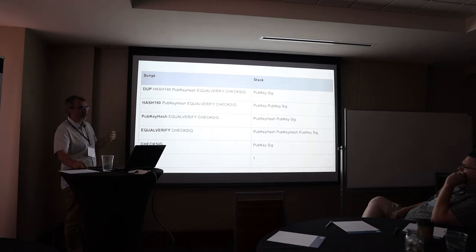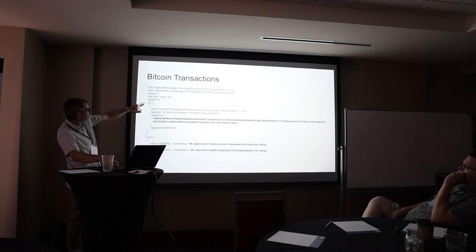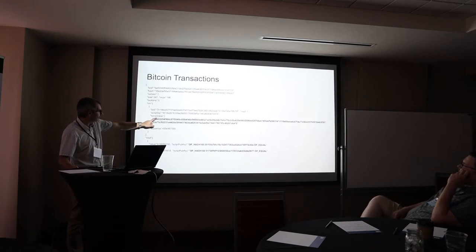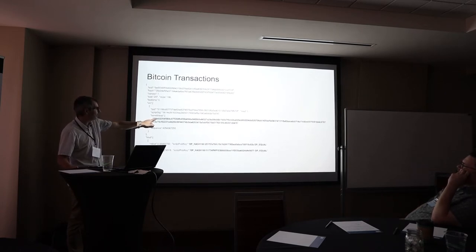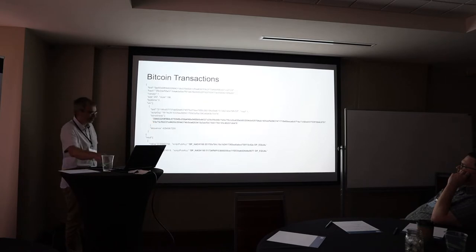You can have much more complex scripts. I think I have an example here. That's an actual Bitcoin transaction, and you can see this is a signature in its format, 30 and a size, and 02 and a size, and that's a pub key. So when you're used to how signatures and pub keys work in Bitcoin, you can spot signatures and pub keys in Bitcoin scripts.